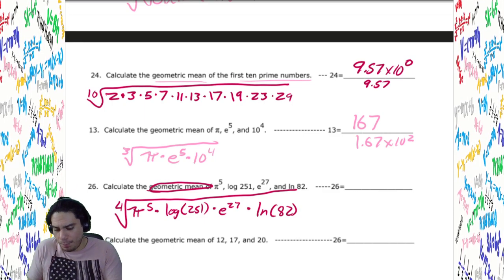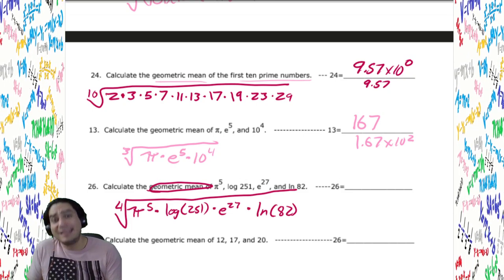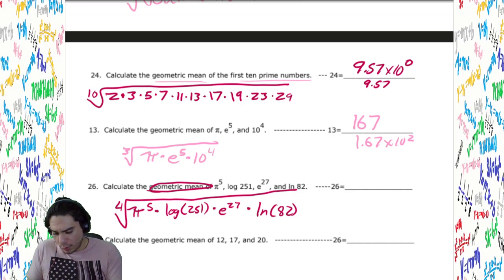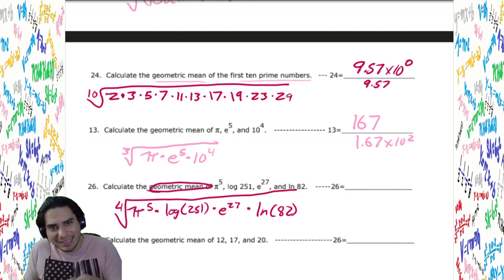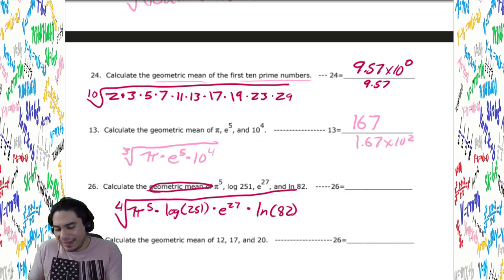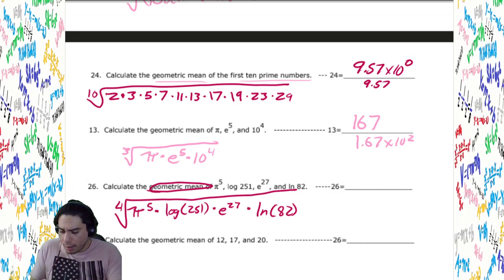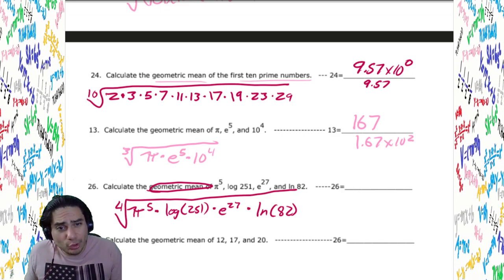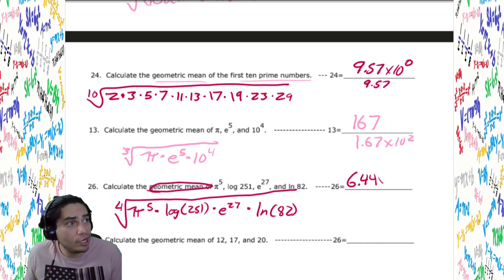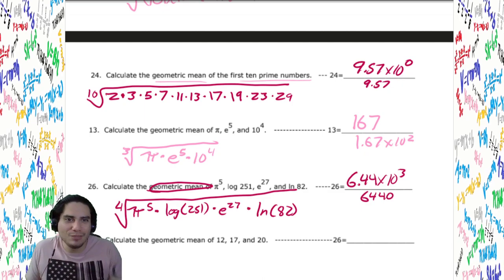So we're gonna hit yellow pi, 5 y to the x. We're gonna hit 251 and then hit yellow log. And then we're gonna hit multiply. We're gonna hit 27 blue e to the x, hit multiply. And then we got one more. We're gonna hit 82 blue ln, hit multiply. 4 y root of x after you hit the yellow arrow, and we end up with 6.44 times 10 to the third, or 6,440. Easy work, all right?